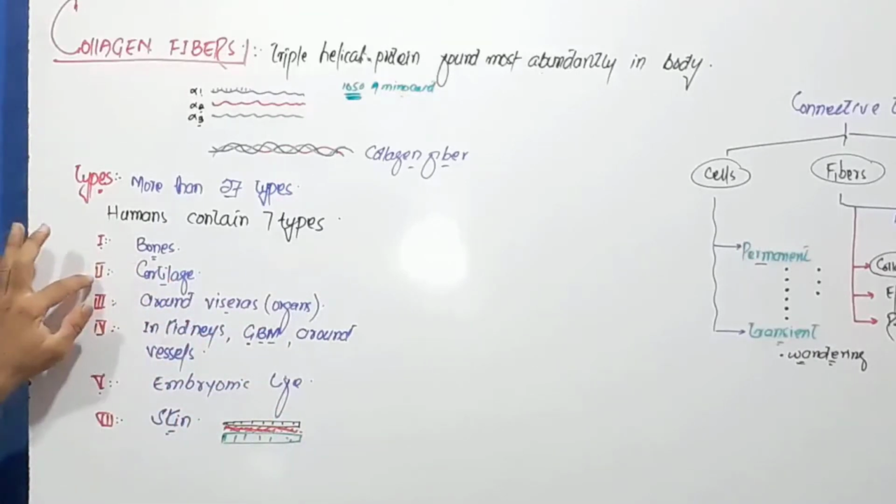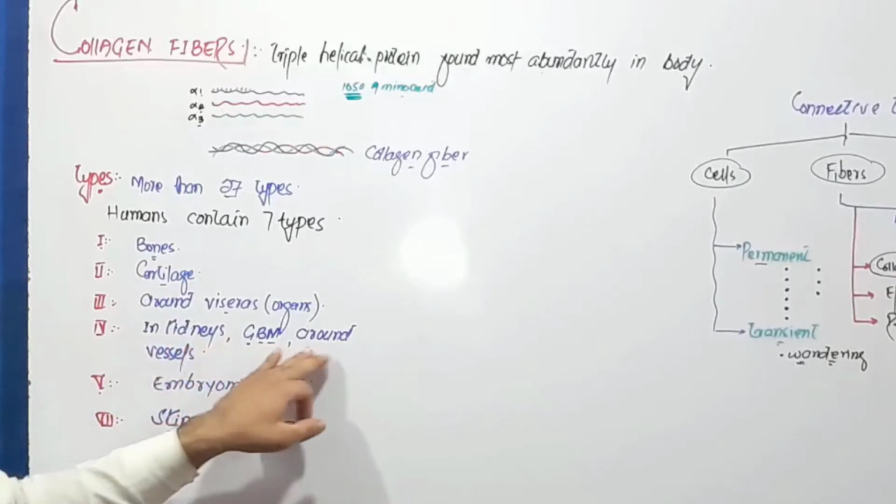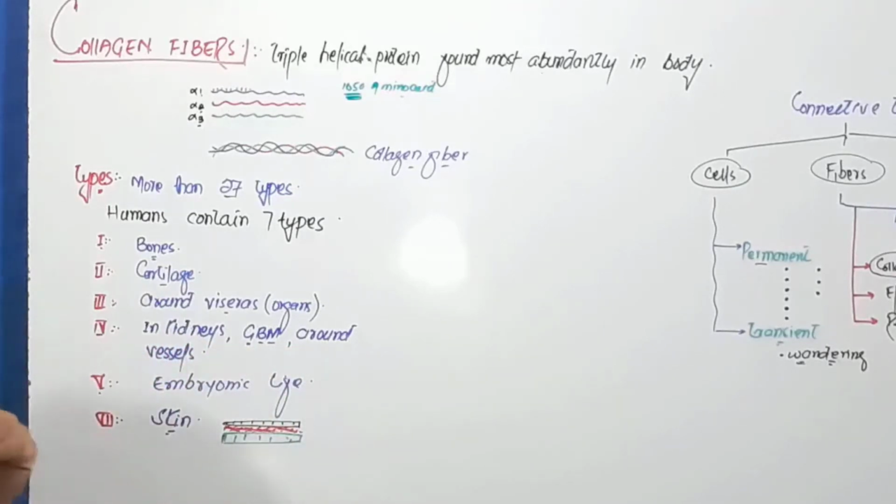Type 1 bones, type 2 cartilages, type 3 around viscera, type 4 in kidneys, in GBM and around blood vessels, type 5 in embryonic life, type 7 it is present under the skin, right?